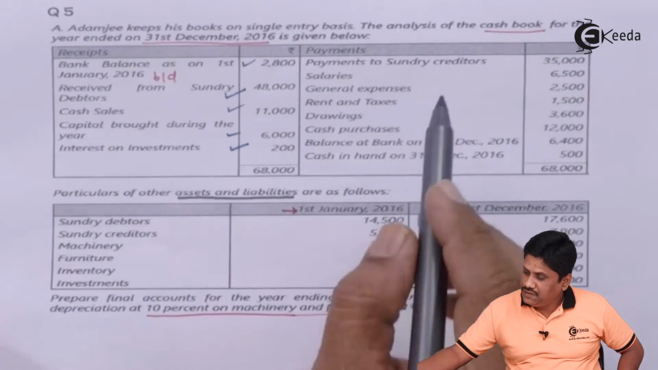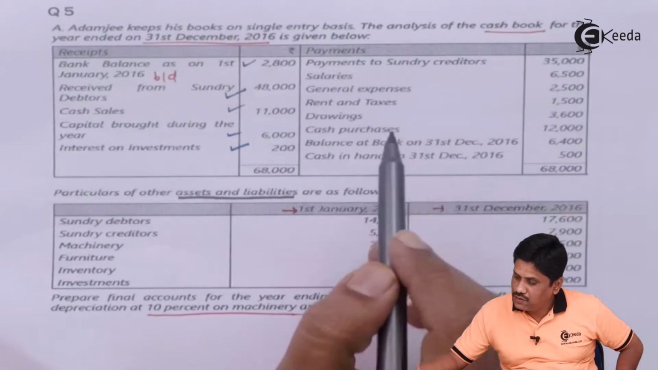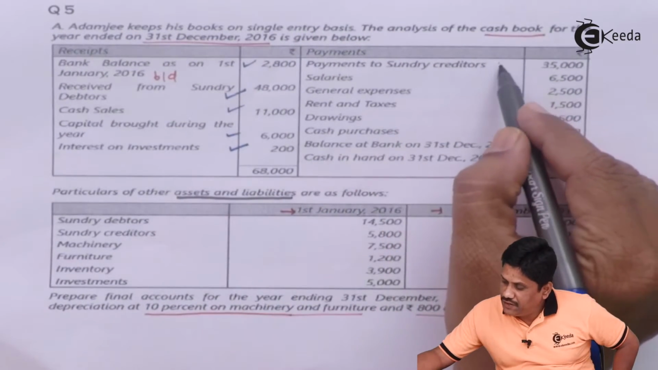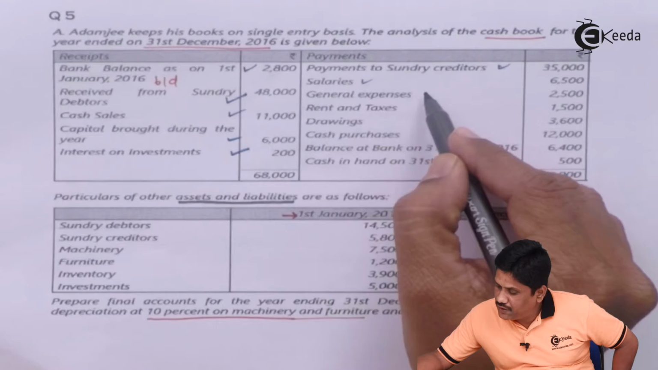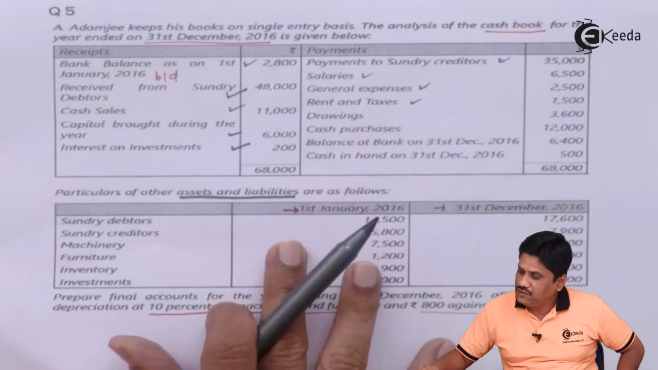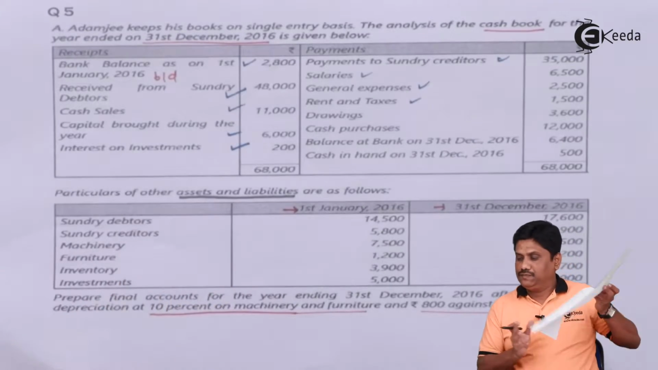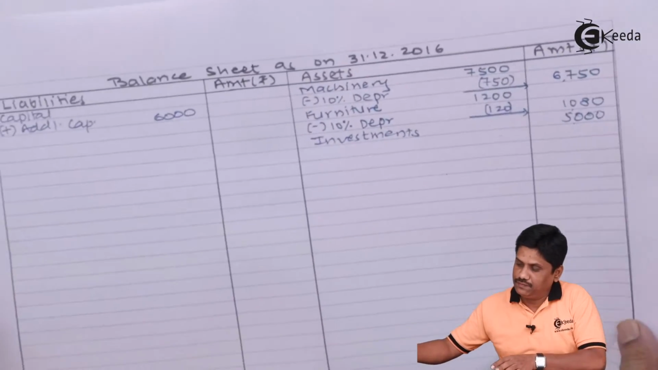So I have noted these three expenses in profit and loss, and his payment to creditors I have taken in creditors account. So these four amounts are done. Drawings, don't you think it is reduced from the capital? So I will write it minus from capital, 3,600.